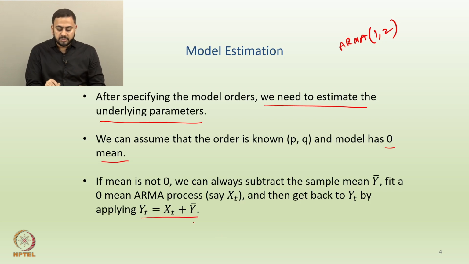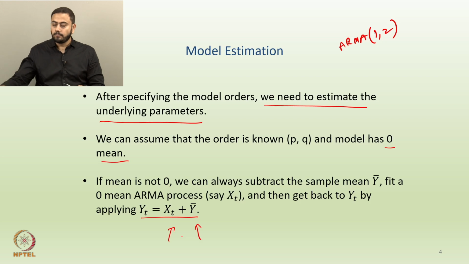Okay. Again, just to tell you, y bar is the sample mean, and x_t is a zero mean ARMA process. So, x_t follows an ARMA process with zero mean, so there is no mean or intercept there. Using this combination you can get back to the original time series. So, even if the mean is not 0, you can replace that by something like x_t plus y bar to get hold of the actual mean there.